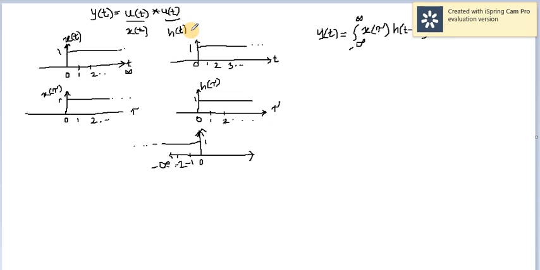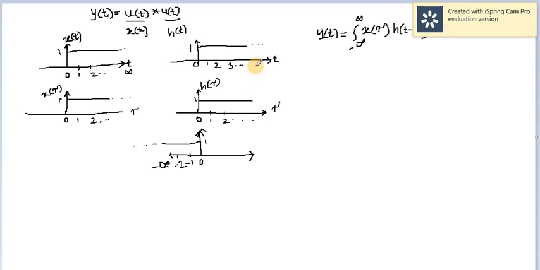Let's draw both of these signals. The x of t signal looks in this way. Its amplitude is 1, running from 0 to infinity, and the h of t is also the same signal, so it runs from 0 to infinity. And on the left side, from 0 to minus infinity, these signals have 0 value.